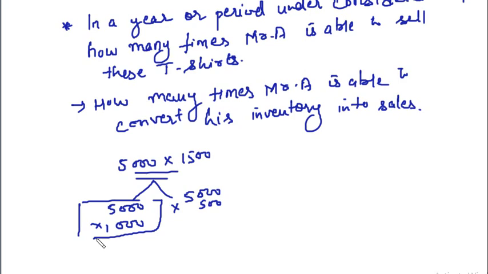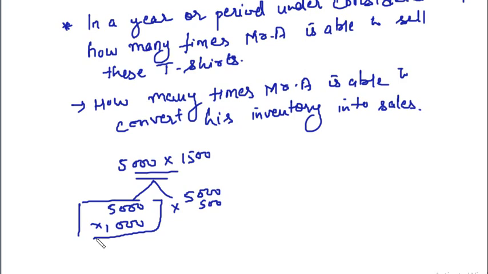Obviously, this is what we are going to say, that Mr. A bought t-shirts from Mr. X. Now these t-shirts are the inventory for Mr. A. Now we have to identify how many times in a year Mr. A is able to convert his inventory into sales, that is, how many times Mr. A is able to sell these t-shirts in a year. As many t-shirts Mr. A will sell, that much cost will be recovered.